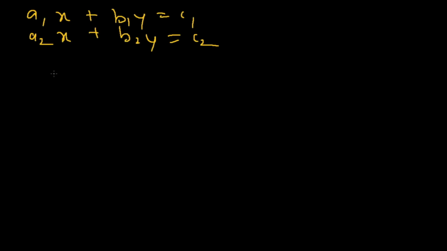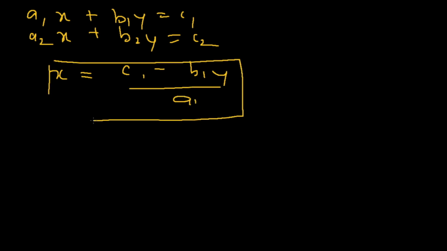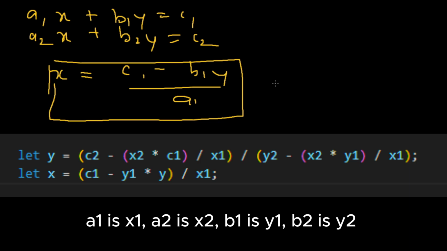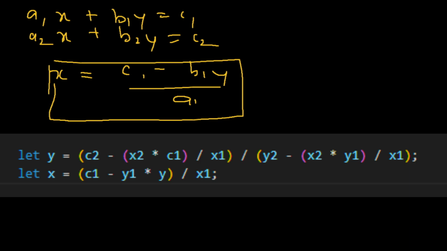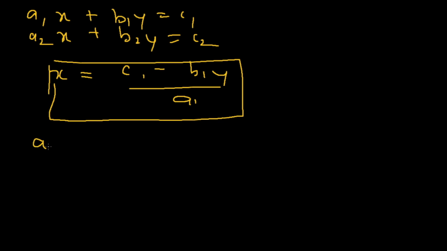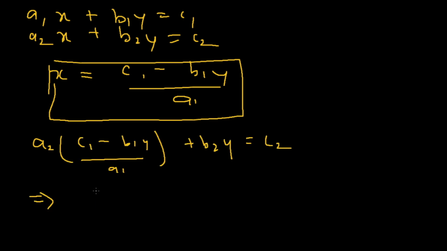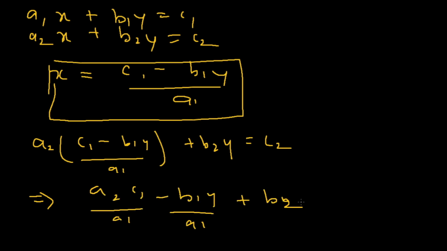So this was my idea behind it. We have something like, so now we can get our x like this. x is (c1 minus b1y) by a1. So this is what we got there, and so for y, we'll have to put the value of x into this. So this implies we'll get something like a2c1 by a1 equal to c2.